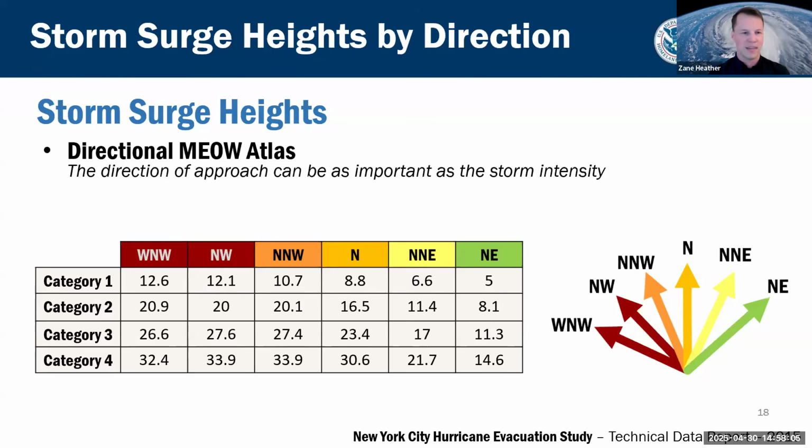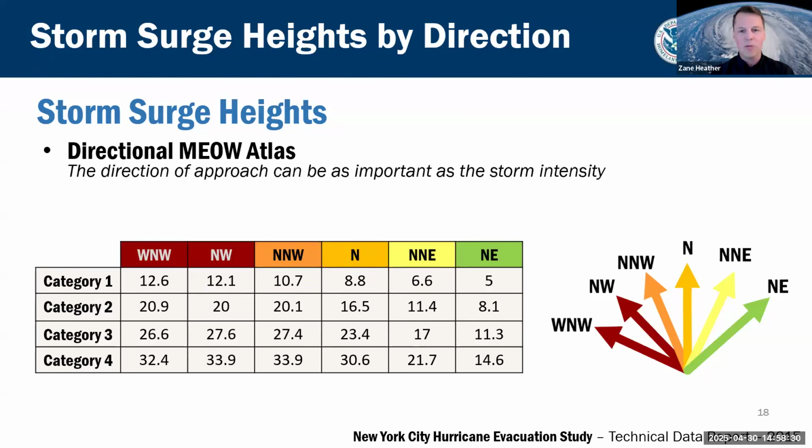So you can see there in this table on the bottom left that not all storm scenarios are created equal. There are times when a category 2 storm with a different angle of approach will drive substantially more surge inundation than a category 4 storm. You can see that category 2 at a west-northwest angle of approach is 20.9 feet, while a category 4 storm traveling to the northeast, or away from New York, has 14.6 feet.